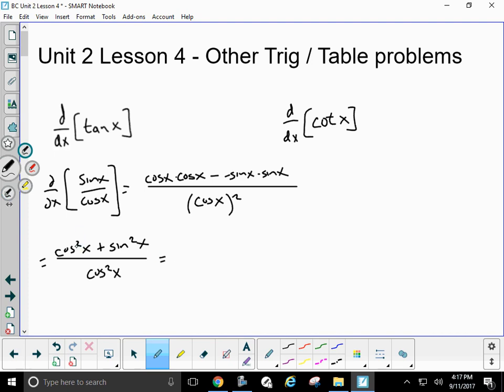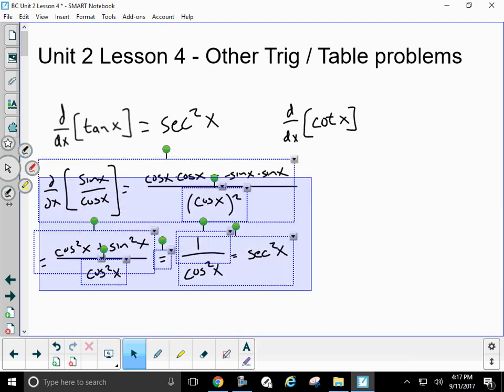Now I can simplify this, as cosine squared plus sine squared is the unit circle Pythagorean theorem. A squared plus b squared equals c squared. In this case, c squared is the hypotenuse of a unit circle triangle. Its length is always 1. So I have 1 over cosine squared. And I actually can rewrite this as secant squared x. And we say that that is the derivative of tangent. The tangent slope generator is secant squared x.